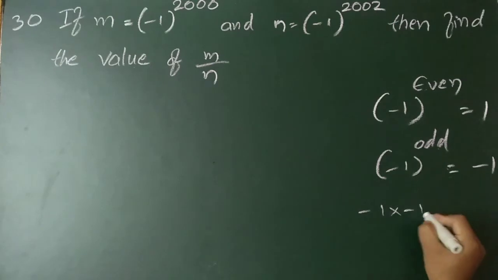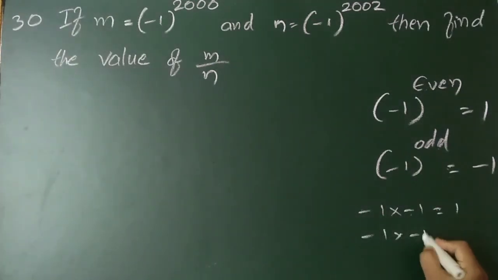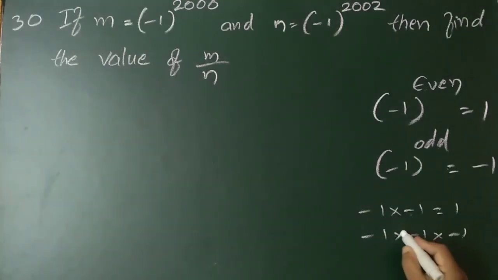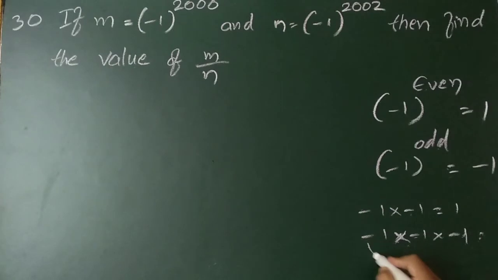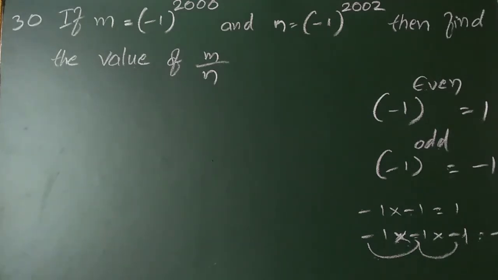See, 1 into minus 1. Minus into minus is plus, 1 1s are 1. Minus 1 into minus 1 into minus 1: an odd number of times, 3 times. So minus into minus is plus, plus into minus is minus 1. This I wrote up to 10 multiplications in a previous video, so I can use it here directly.